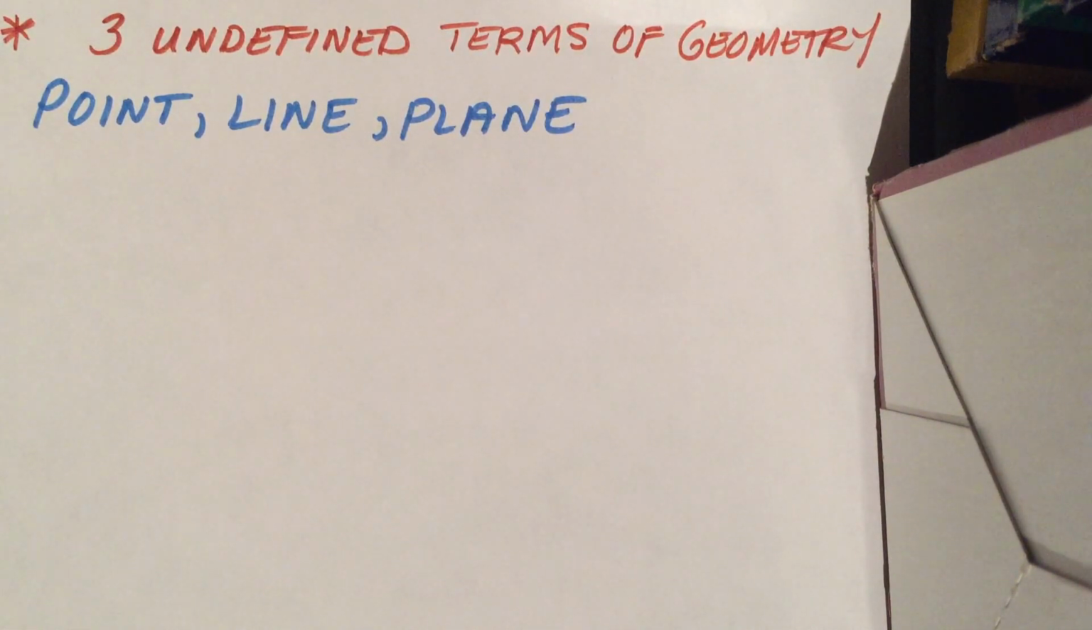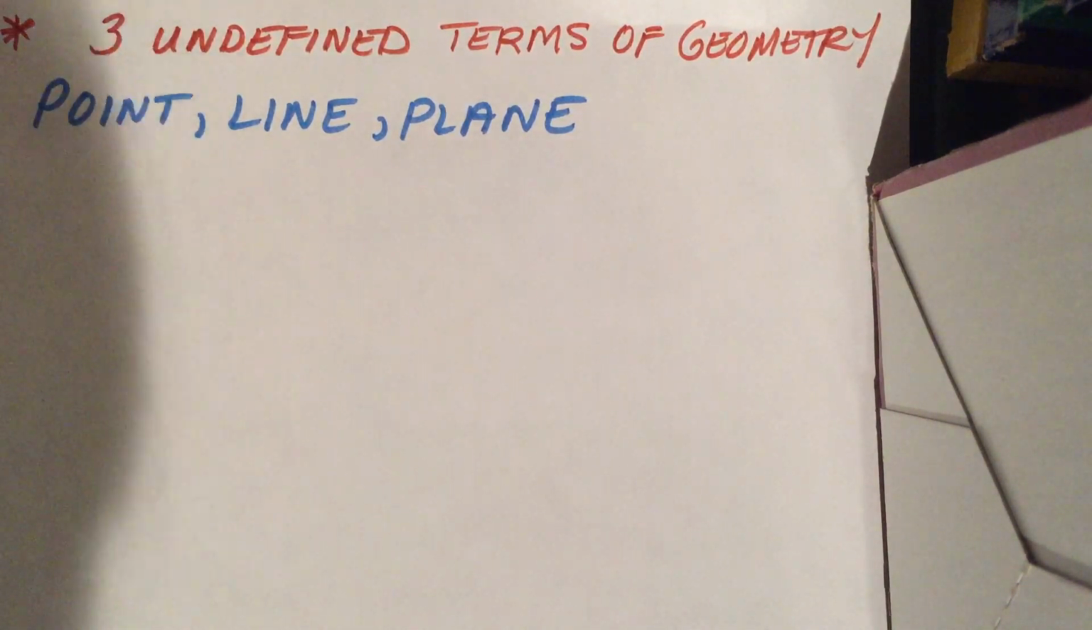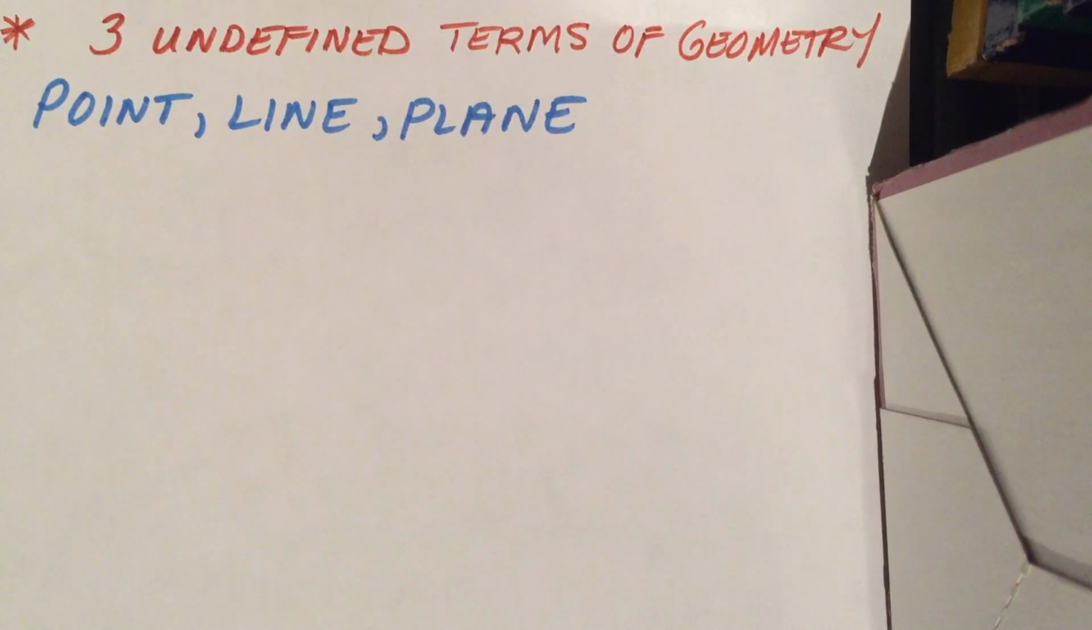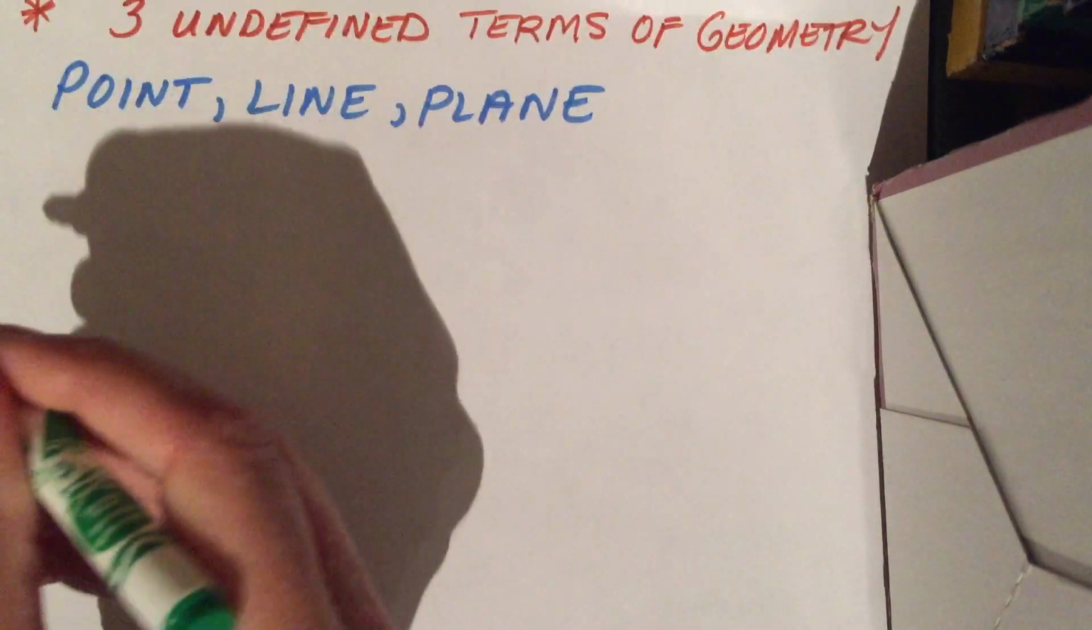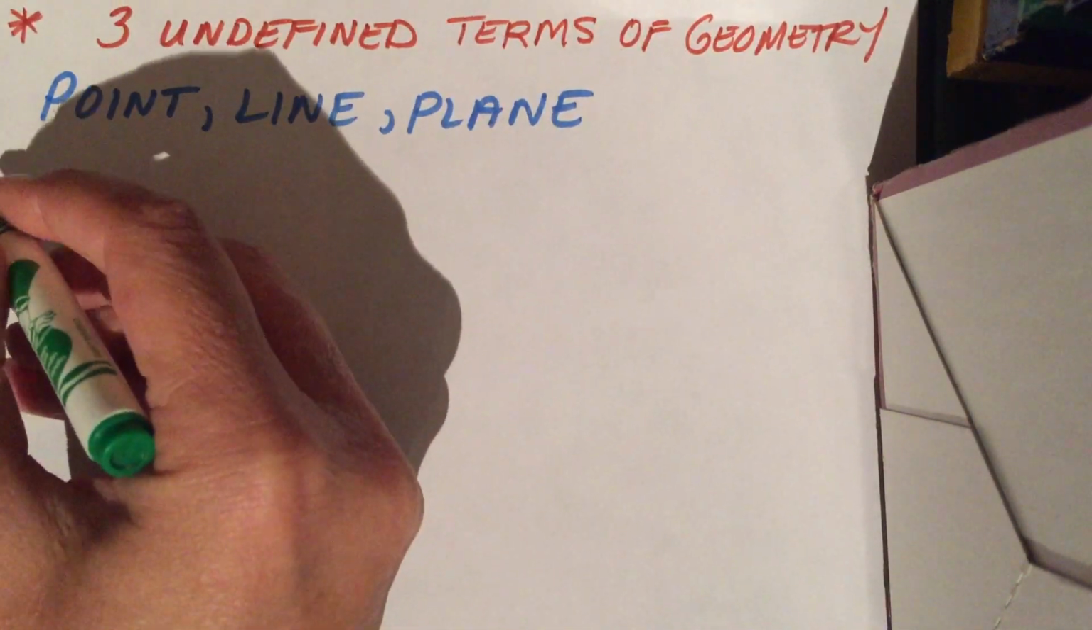So what we're going to do now is look at the point, line, and plane individually, and look at how each one of those figures we can represent in a drawing, and then we're going to look at how we actually name those figures using symbols. So let's start off with the first one, and let's start off with point.